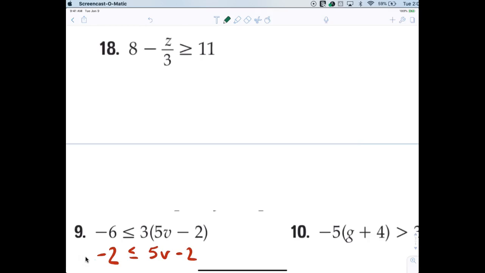Subtract 8. Now, some of you, come on now. 11 minus 8. What's that? 3. Do I really have to put -8 minus 8? Or can you just tell me 11 minus 8 is 3? Hopefully, you can tell me 11 minus 8 is 3. All right? So now I have negative z over 3 is greater than or equal to 3. Now, tell me what to do. Wow, thank you. Somebody else is involved. Multiplying it by -3. So now, what happens? Z is what?